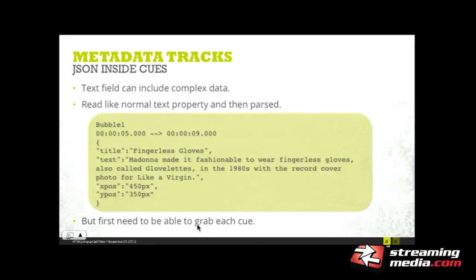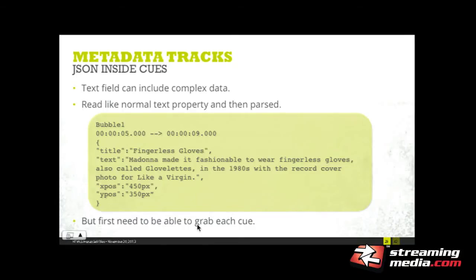Okay, so metadata tracks using JSON. This is the same structure. We have our ID up at the top, bubble 1. We have our start time, 5 seconds, our end time, 9 seconds. But now instead of just plain text, we're actually going to use JSON. In this case, we've done that bubble for the music video. We've added a title, a text, an X position and a Y position. So you can see where we're going here. We're going to create that bubble dynamically. It's going to be a div that we're overlaying on top of the video, and we're going to move it around and change it as we need to.